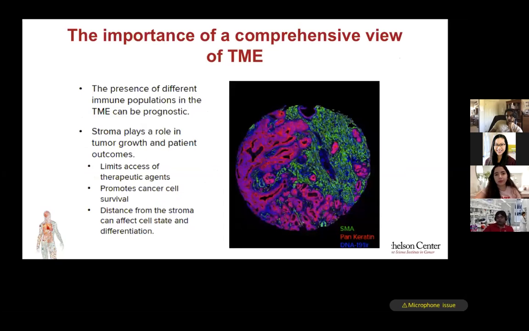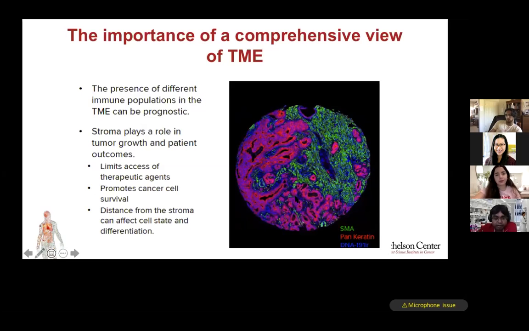Now I'm coming to the IMC. What you see here is an image from imaging mass cytometry. It's a breast cancer biopsy. What you see in red is pancytokeratin, or pankeratin, and in green you see smooth muscle actin, which is also a marker of stroma. Pankeratin you can assume is a marker of cancer, and you have DNA in blue.